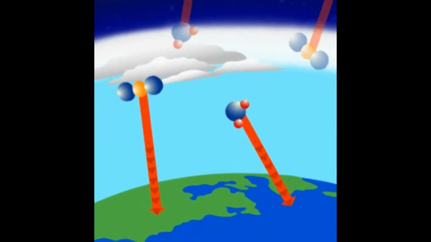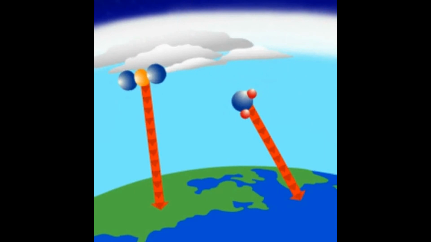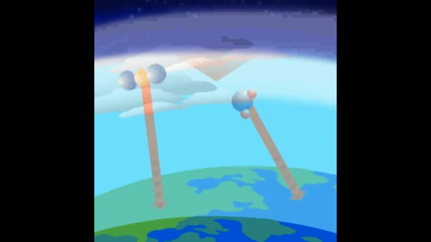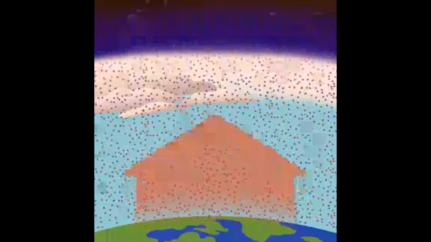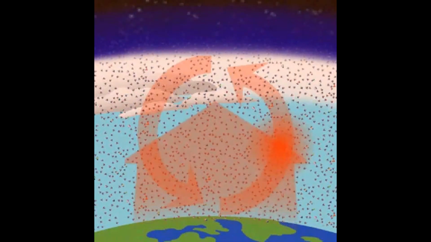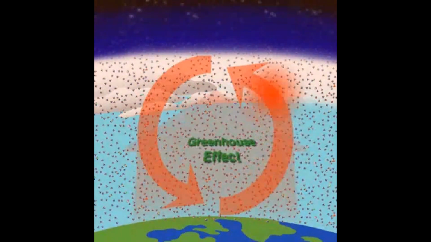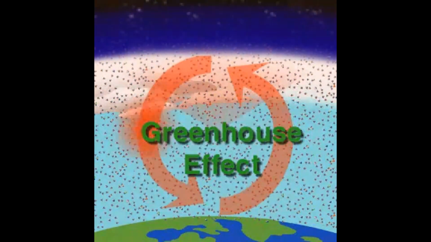About half of the long-wave radiation emitted by the gases is directed back toward the surface of the Earth. As a result, a continual exchange of long-wave radiation takes place between the surface of the Earth and the atmosphere above it. The long-wave radiation contained in this exchange causes the warming effect known as the greenhouse effect.